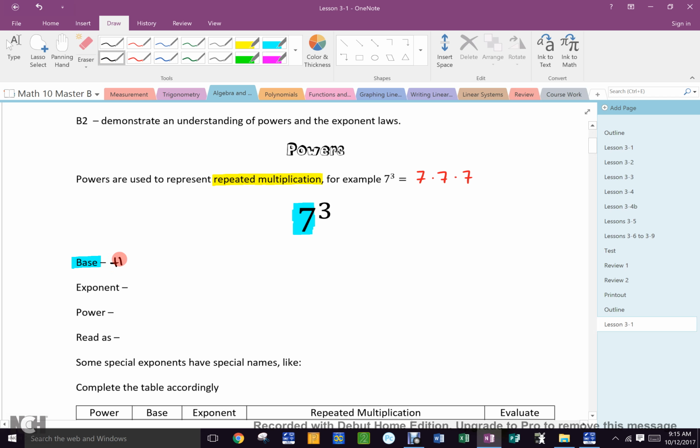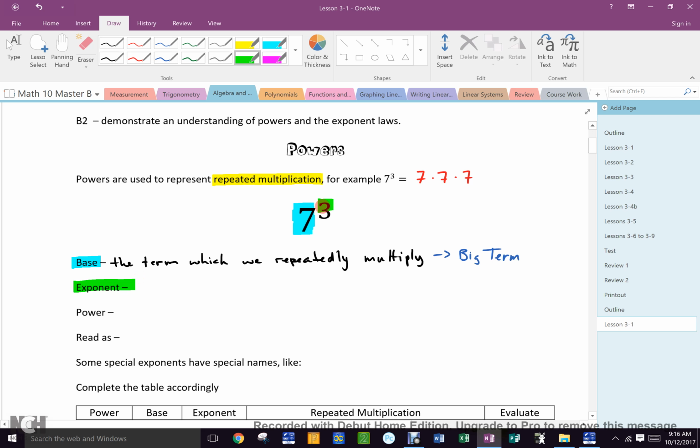One, it is, and I'm going to use the word term because it doesn't always have to be a number, the term which we repeatedly multiply. That's what it is. And then what does it look like? It's the big number. I shouldn't say number. It's the big term. Everybody cool? Okay. Next thing, the exponent, which I'm going to highlight in green.